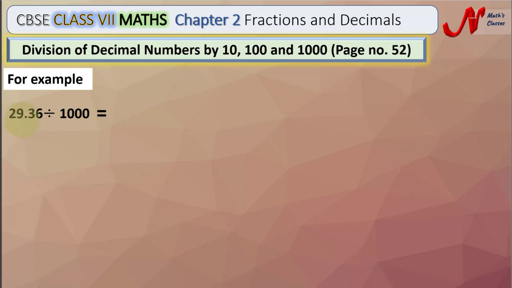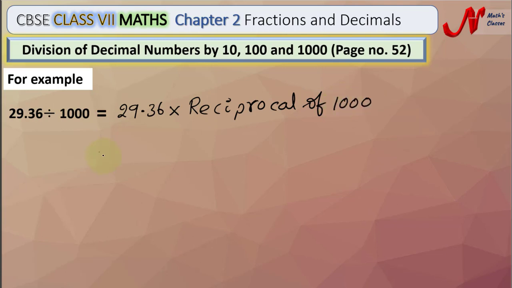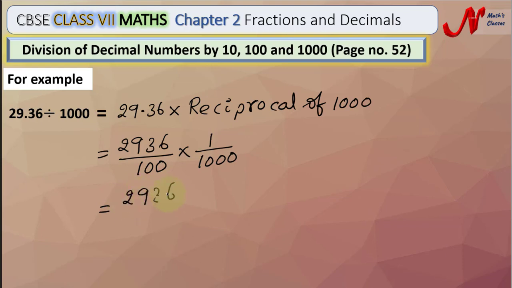Now we find the value of 29.36 divided by 1000. To find this, we write it as 29.36 into reciprocal of 1000, which can be written as 2936 by 100 into 1 by 1000, which can be written as 2936 by 100 into 1000 is 1 lakh.